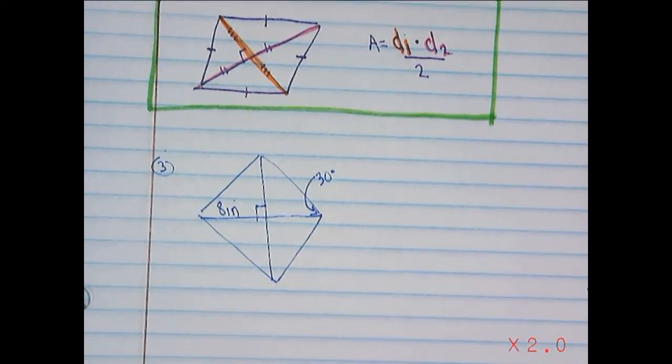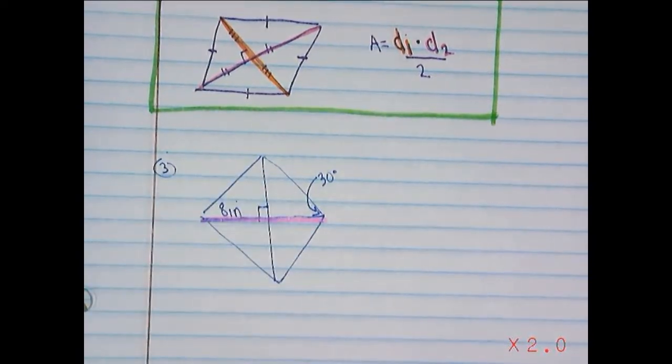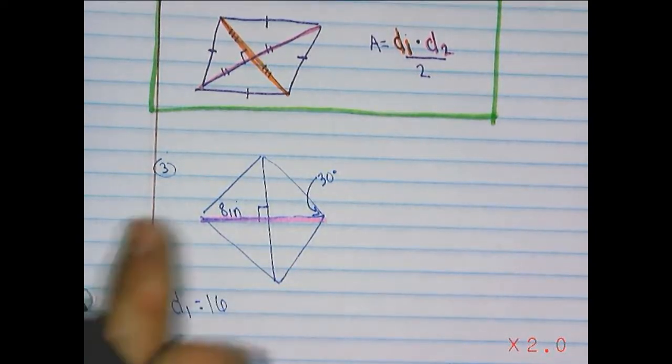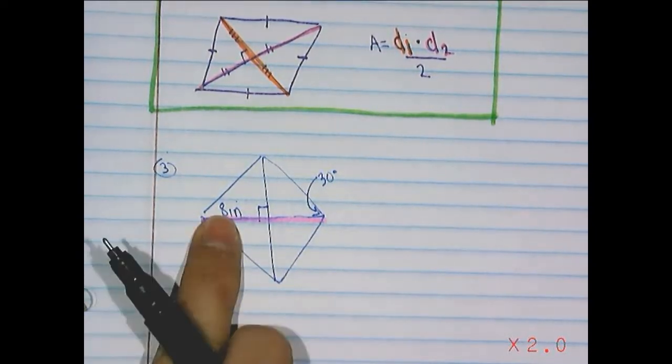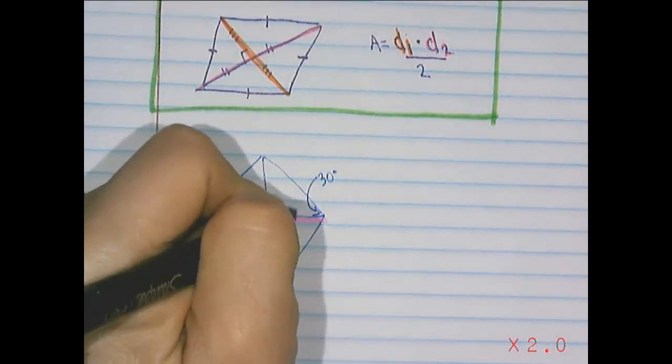Okay, guys, so here's our first diagonal. You guys need to pay attention to this. All right, here is our first diagonal. If this piece is 8, what is the whole length of diagonal 1? 16. Remember, it is a parallelogram still, so the diagonals bisect each other, which means if this is 8, then this is 8 also. The whole diagonal is 16.